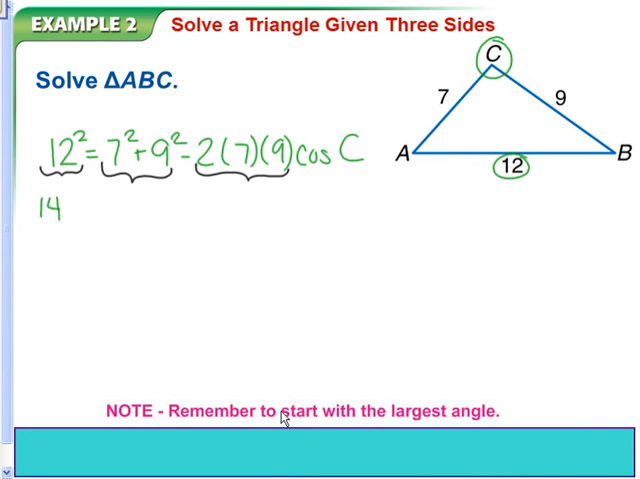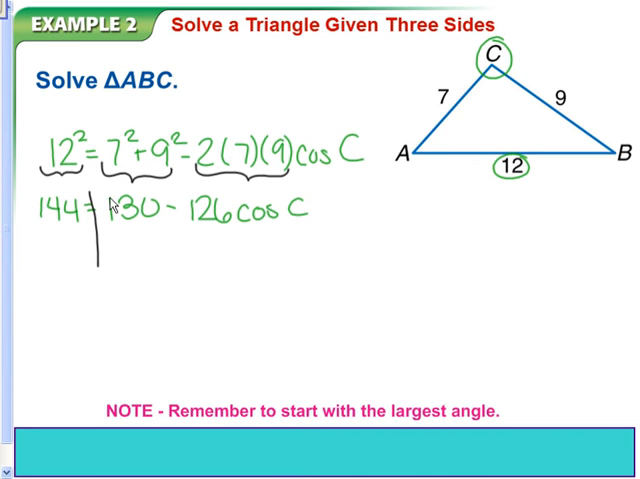So this would be 144 equals, got to calculate 7 squared plus 9 squared, which is 130, minus 2 times 7 times 9, which is 126, cosine of c. Okay, we can't separate 126 from cosine of c by just subtracting it off of 130 because it's attached by multiplication. So we only can get rid of it from cosine by dividing.